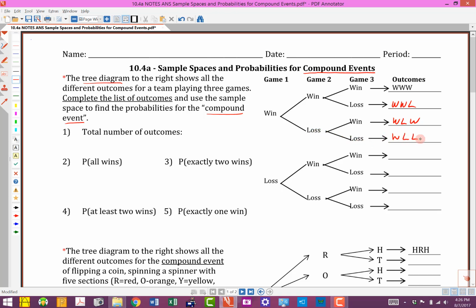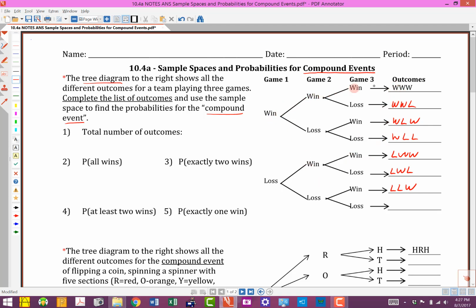So WLL. Okay, now you'll notice that here we start with a loss. Unlike all of these, they started with a W. All of these down here, they're going to start with an L. So lost the first one, then won, and then won again. So LWW. This one would be loss, win, and then loss. So LWL. And then loss, loss, win. And then here's the last one. And you'll notice that we've kind of come full circle here.